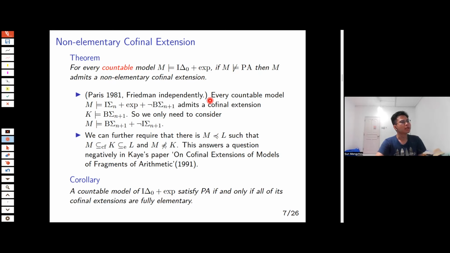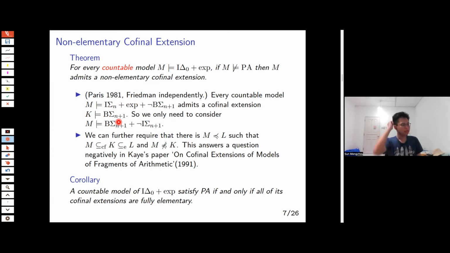The first one says that if you are an I model, then this is a classical result by Paris. You can always do a cofinal extension to some K, such that K satisfies the collection where actually M fails. So M and K satisfy different theories. So this is a non-elementary cofinal extension. And here we only need to prove the case of B models.